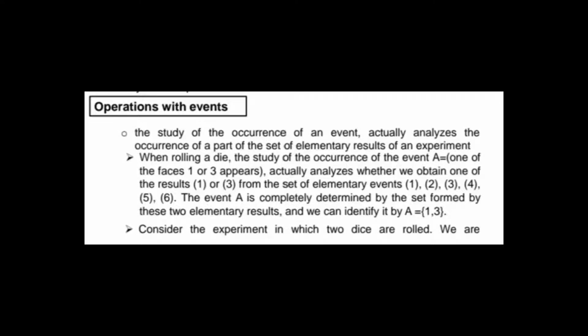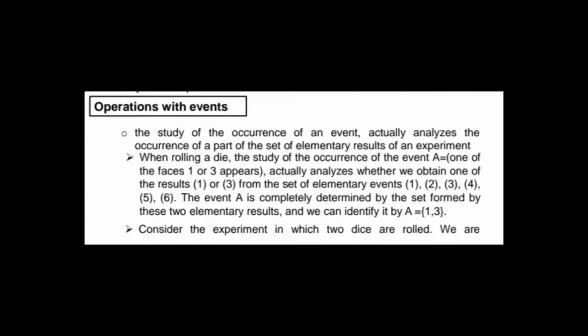When rolling a die, the study of the occurrence of the event A, one of the faces 1 or 3 appears, actually analyzes whether we obtain one of the results 1 or 3 from the set of elementary events 1, 2, 3, 4, 5, 6. The event A is completely determined by the set formed by these 2 elementary results, and we can identify it by A equals {1, 3}.